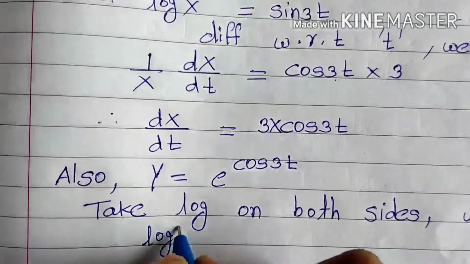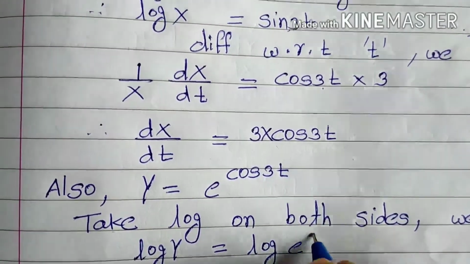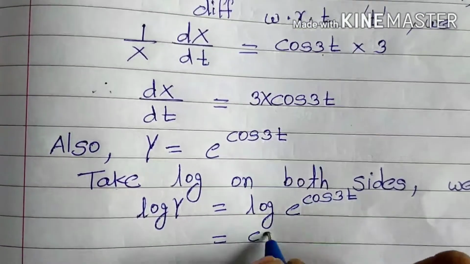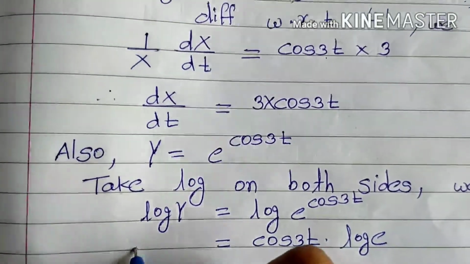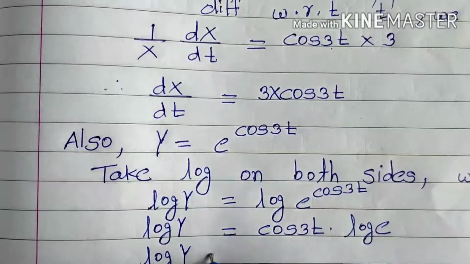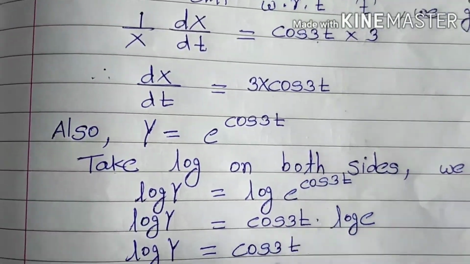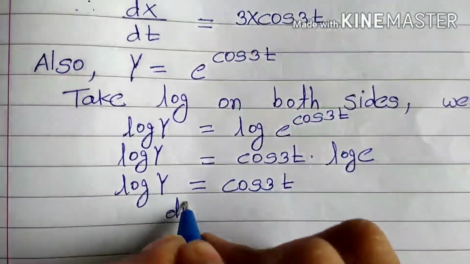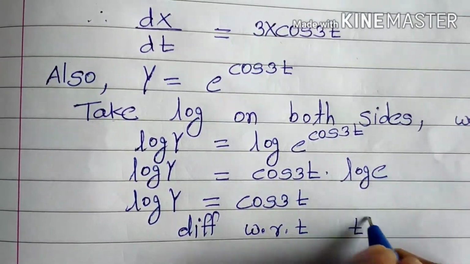Log y is equal to log e raised to cos 3t. By using the power rule of log, cos 3t into log e, write log y as it is. Log e is 1, so we only get cos 3t. Differentiate with respect to t.